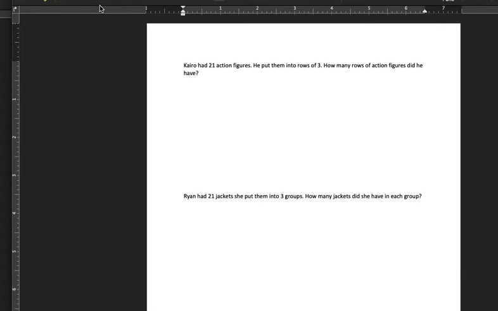All right. So the story really is about Cairo, and he has some action figures. He puts them into rows of blank. So I know he has a total amount of action figures, and he's putting them into rows of something.